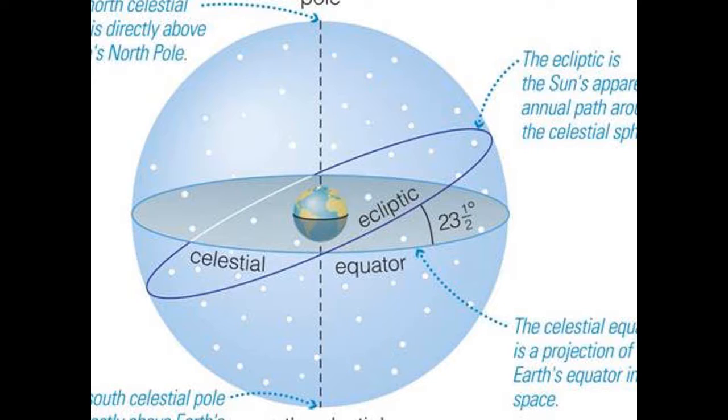Alright, well, the apparent path that the sun takes throughout the course of a year, if you were to trace out that path, that would form the ecliptic. So you can see the ecliptic is a great big circle there, and it is the sun's apparent path throughout the year on the celestial sphere. Also notice at this stage that there is an angle of 23.5 degrees between the ecliptic and the celestial equator.